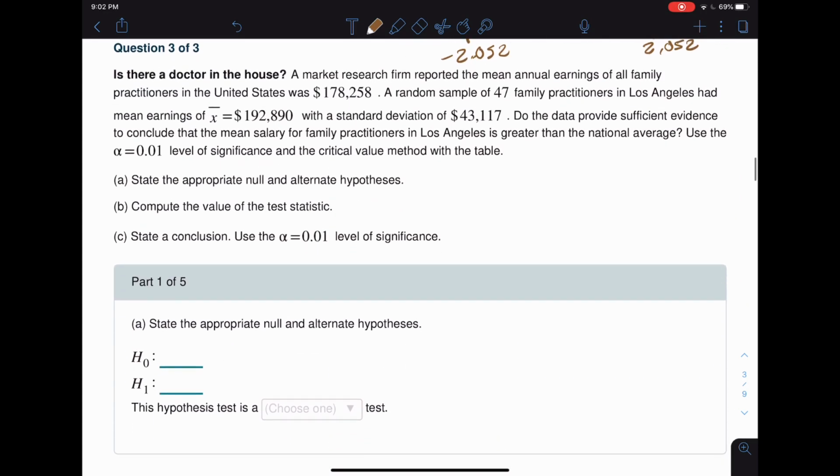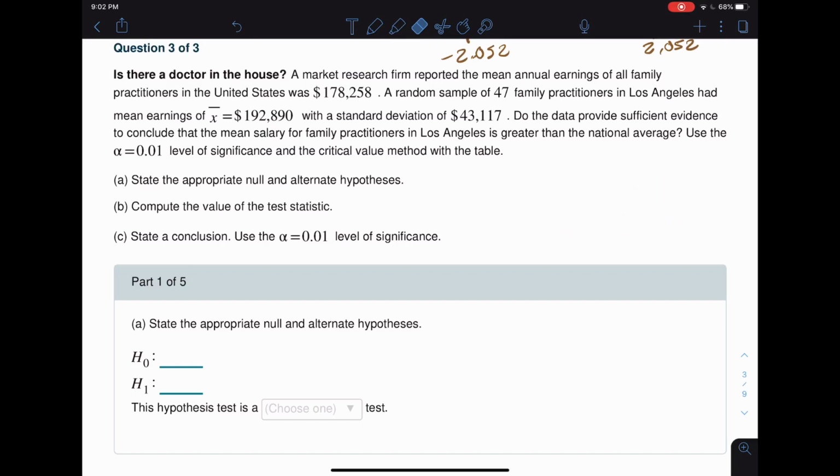Okay, here we are. Last problem, question number 3. It is asking us to do a full-blown hypothesis test. Labeling your variables is going to be really important, and most important is distinguishing the difference between sigma, which is the population standard deviation, and little s, which is the sample standard deviation.